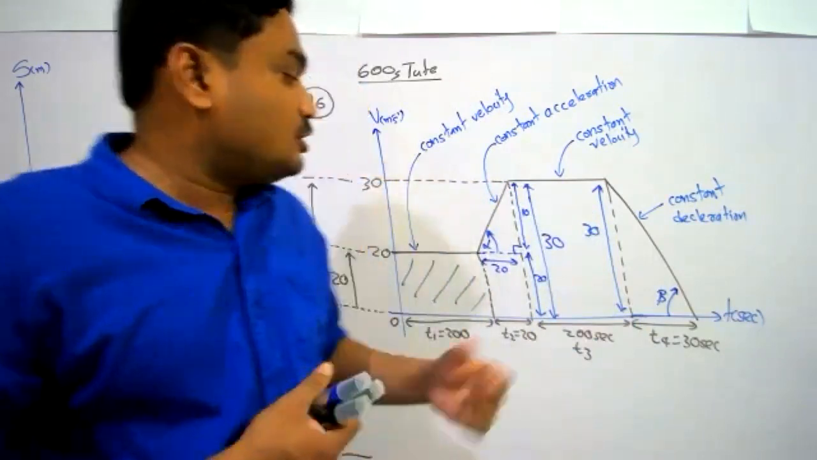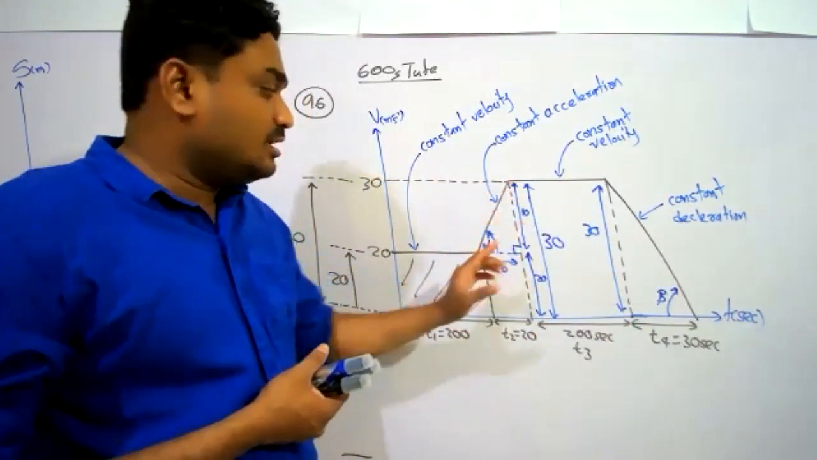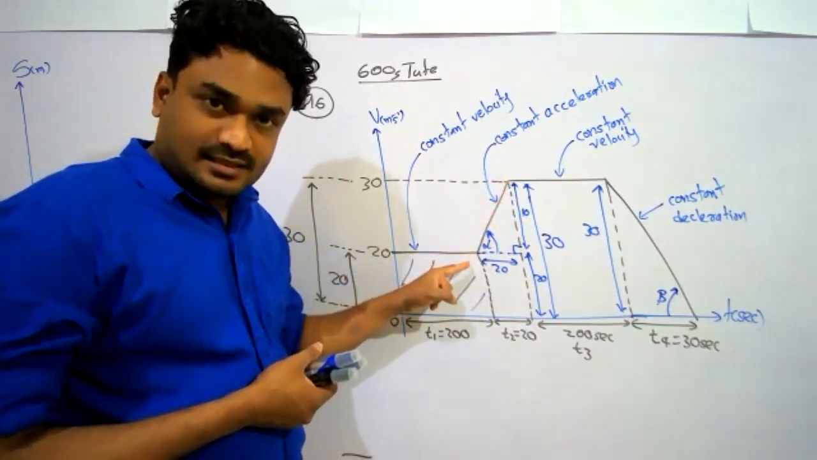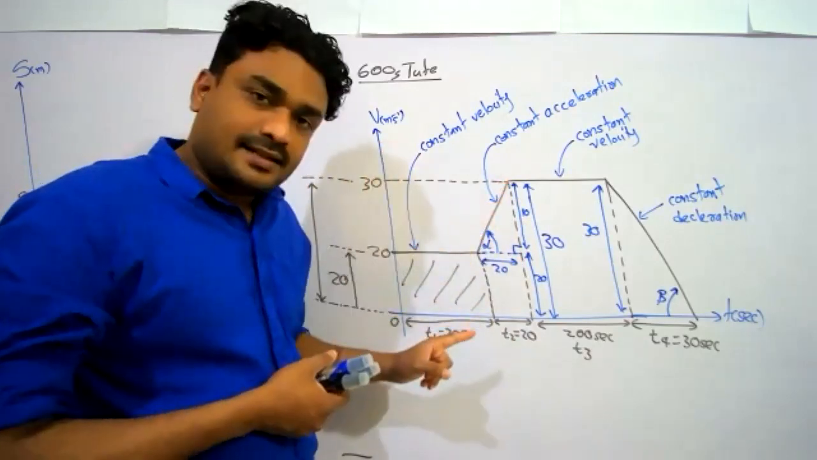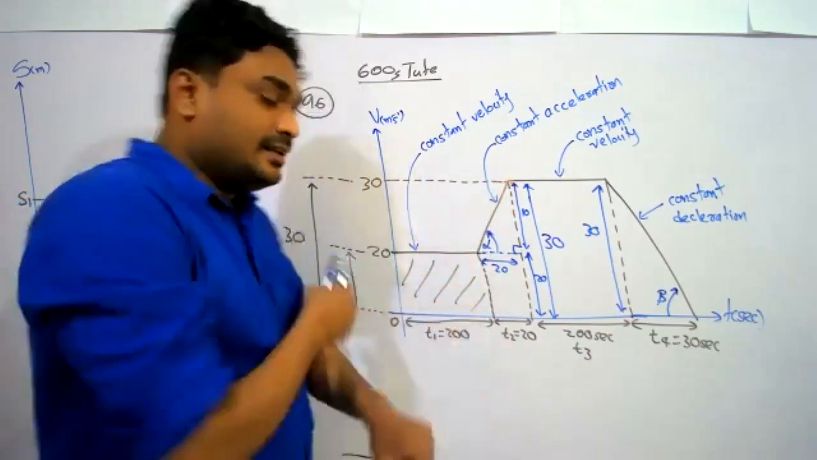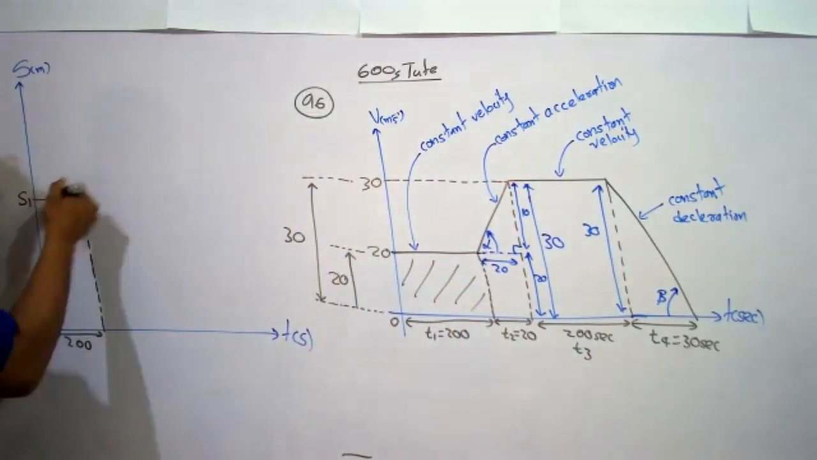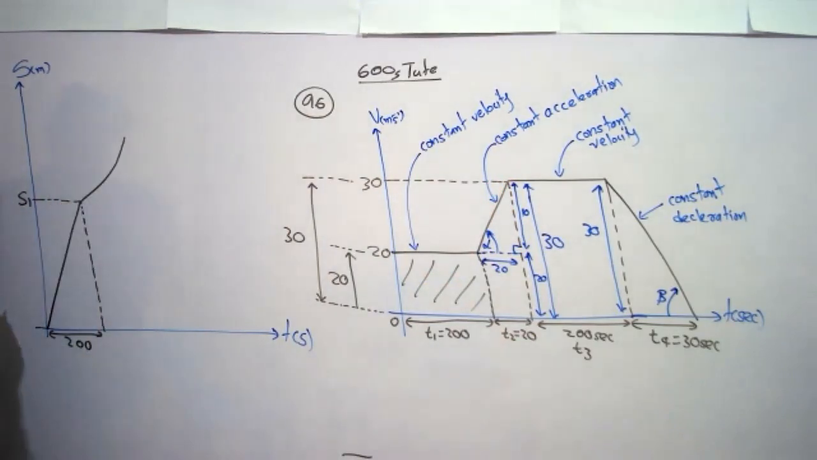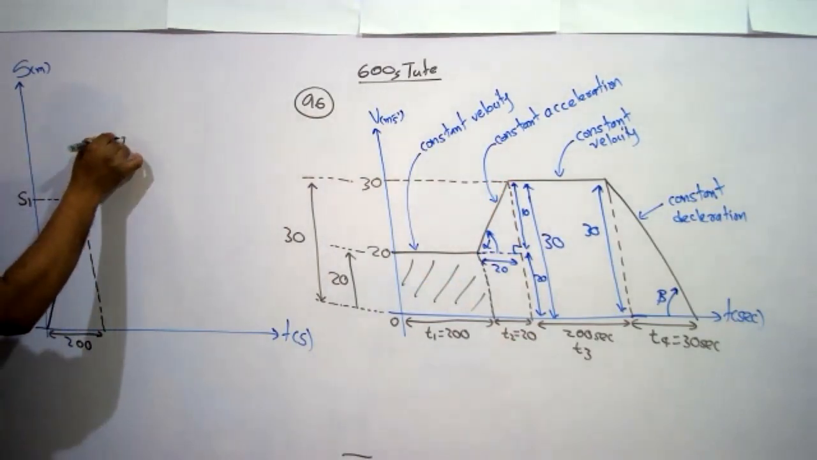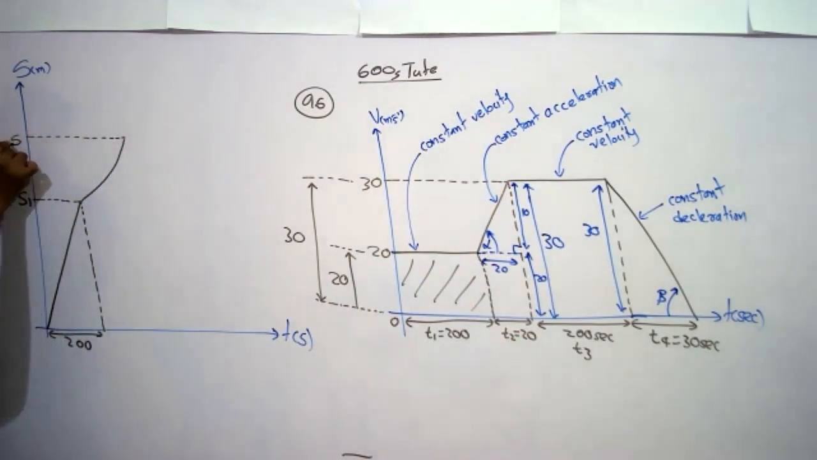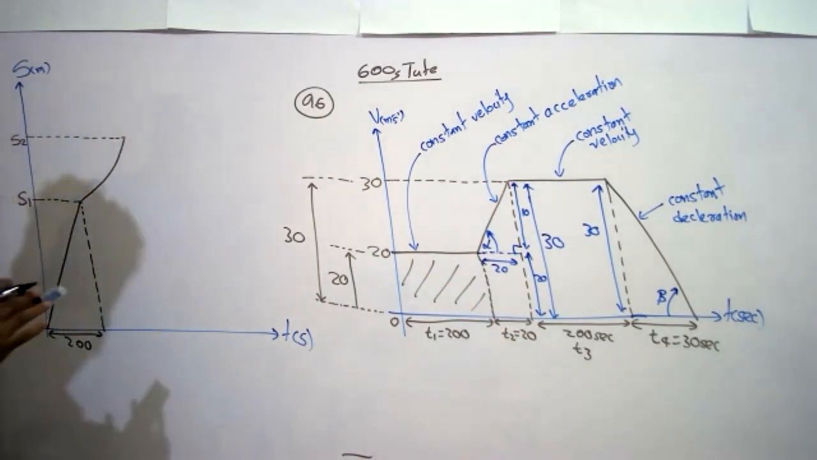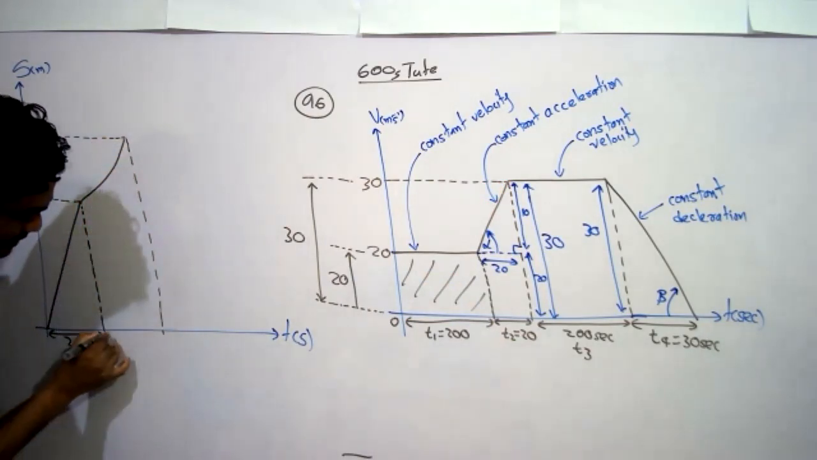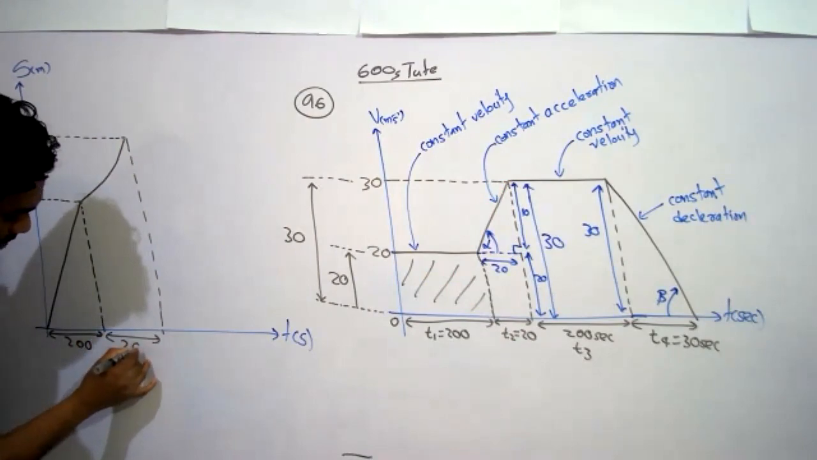Then during the next 20 seconds, there's an acceleration. In a velocity time graph, acceleration is indicated by a straight line. In a displacement time graph, acceleration is indicated by a curve like this, right? So then it obtains a displacement of S2. This is during the next 20 seconds.